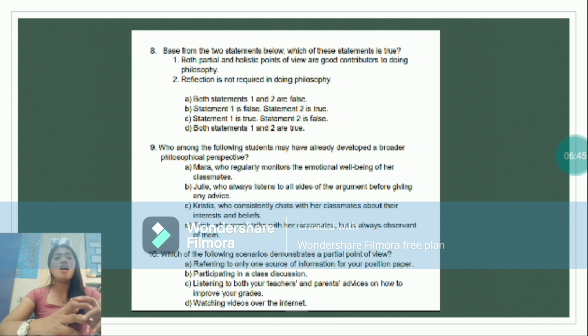Number 10. Which of the following scenarios demonstrates a partial point of view? Letter A, referring to only one source of information for your position paper. B, participating in a class discussion. C, listening to both your teachers' and parents' advices on how to improve your grades. And letter D, watching videos over the internet.